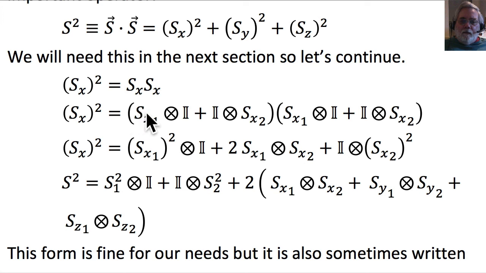We're going to get Sx1 tensor I operating on Sx1 tensor I, and that's going to be Sx1 squared tensor I. Identity operating on identity gives identity, so it's going to be this. If I've skipped some steps in explaining how operators work, I am sorry. Let's continue from here. So this term operating on this term is going to give Sx1 squared tensor I.